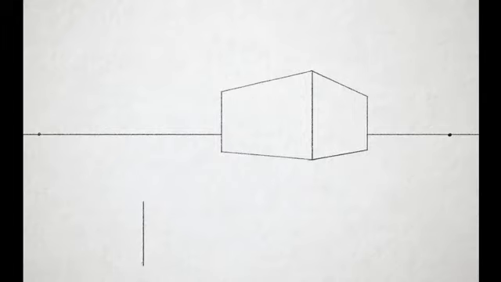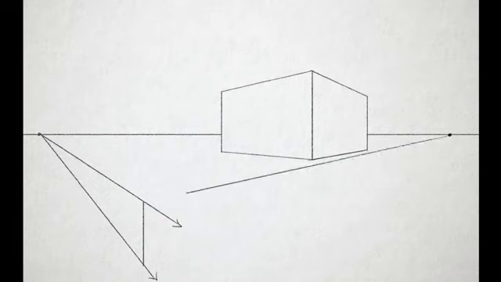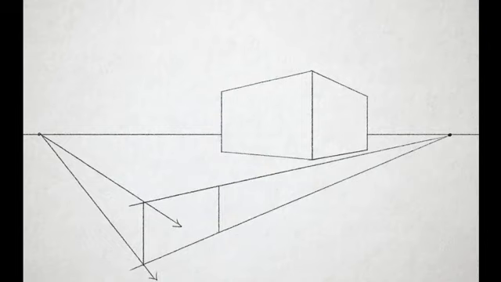Now what happens if you draw a cube below the horizon line? Well, we'll start it the same way by drawing the corner, and then lines from each one of the ends of that corner back to both of the vanishing points on both sides. Then, as we did before, we'll define where the cube ends in space by drawing straight up and down vertical lines.